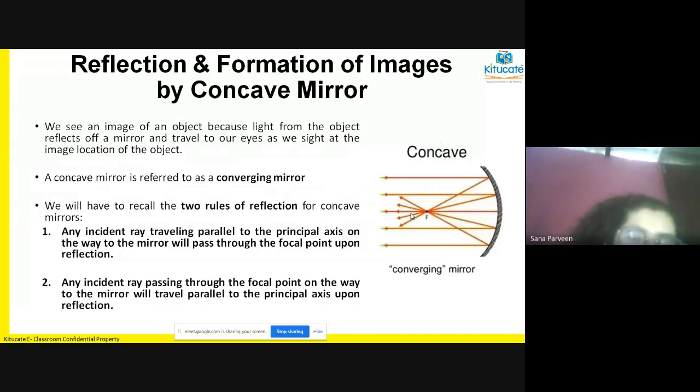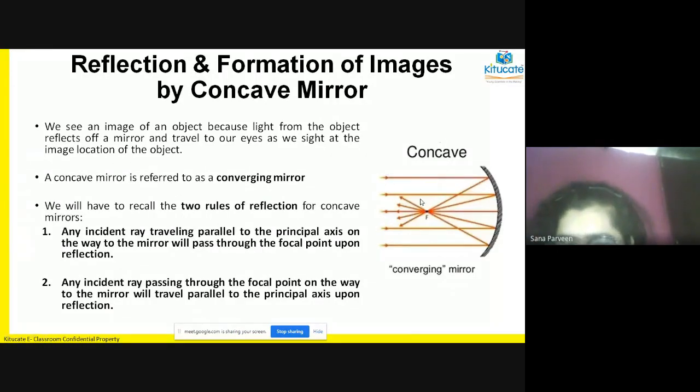Any incident light means these light rays which are falling on the mirror are called incident light. All the parallel rays are the incident rays traveling parallel to the principal axis. What is the principal axis? As the reference, someone asked me what is reference axis here. It is the central one which we use for comparing.